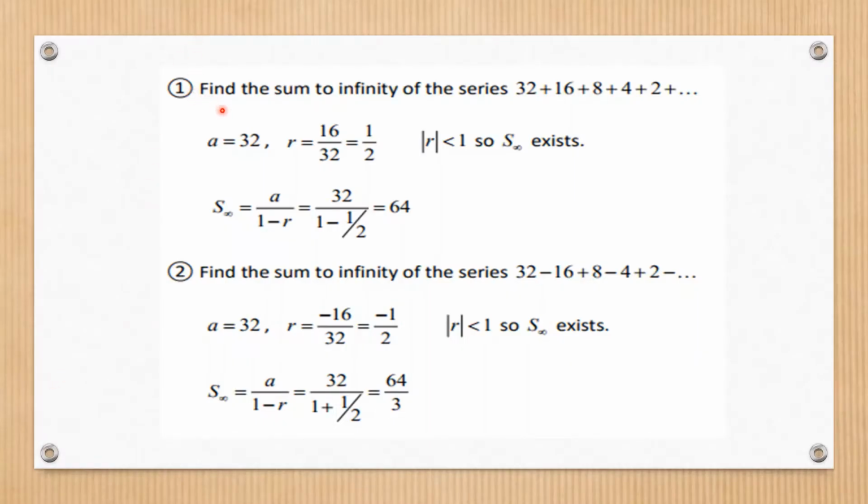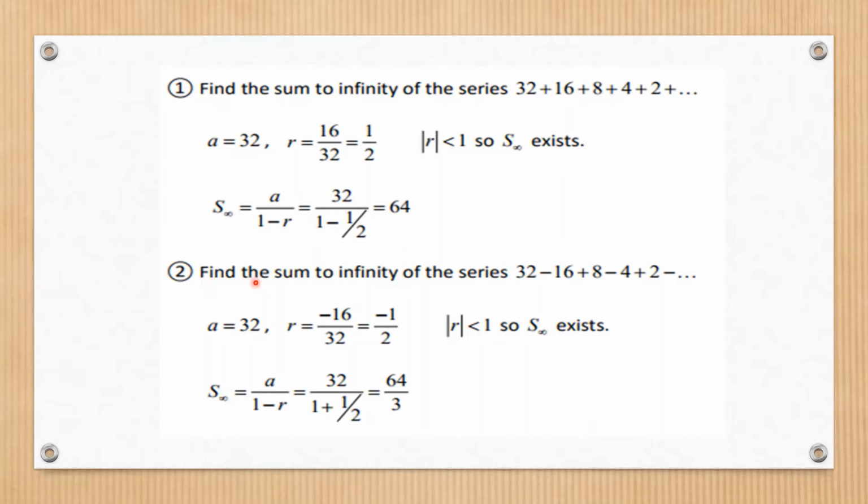Let us take an example. Find the sum to infinity of the series 32 plus 16 plus 8 plus 4 plus 2 plus so on. Now you can see this is a GP which is endless, as a is 32 and r here is 1 by 2, so it is an infinite GP. Moreover, r is half, which is less than 1, so s infinity exists, which can be calculated by placing the values in a upon 1 minus r, and the answer is 64.